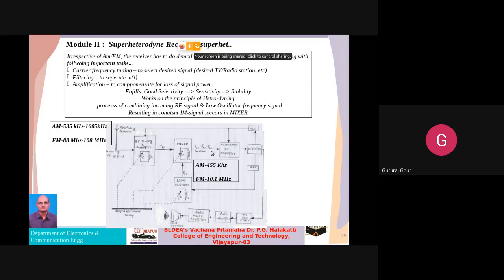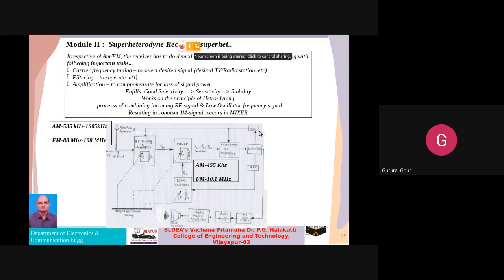This it is doing without affecting the positions or properties of the sidebands, preserving all properties of the sidebands. Then next, it will be given as input to the multi-stage IF amplifier. Here you will be getting many stages of intermediate amplifiers. That is mainly for automatic gain control.